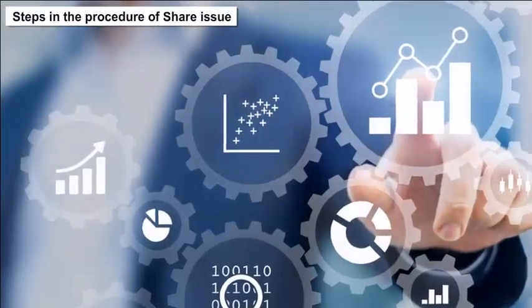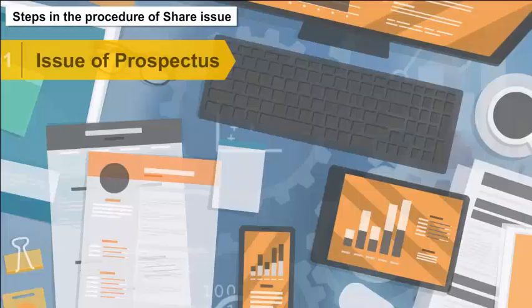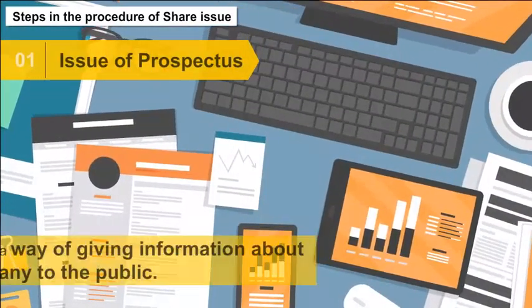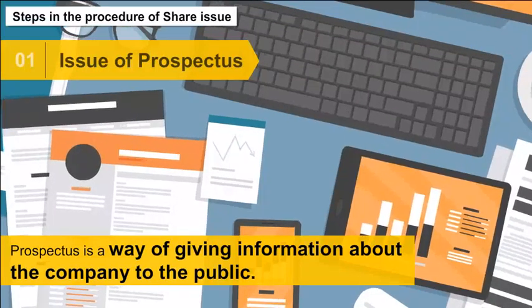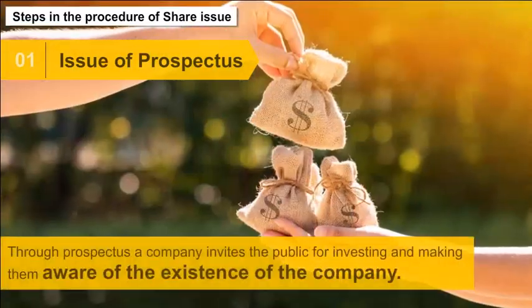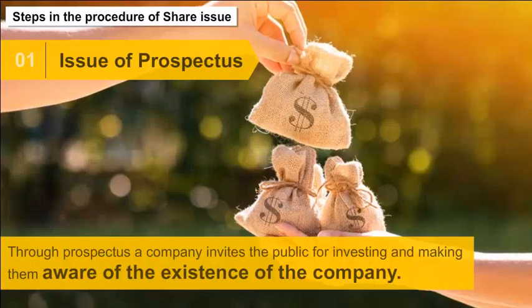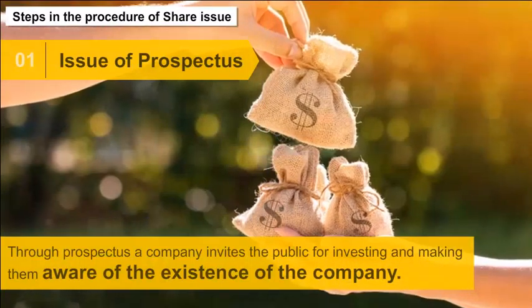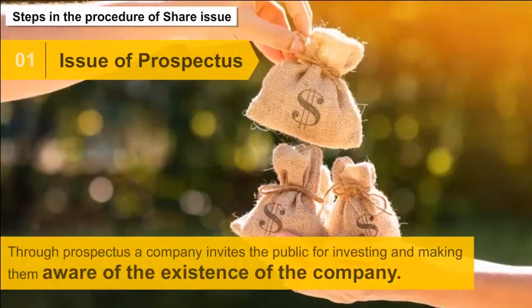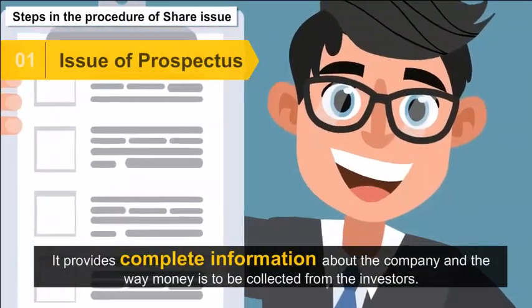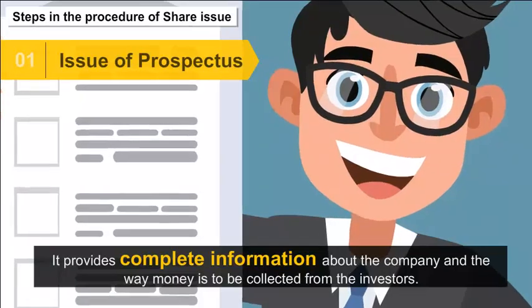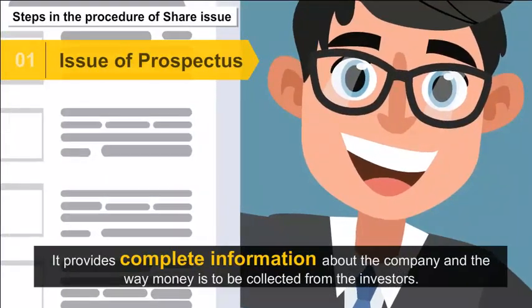Steps in the procedure of share issue. Issue of prospectus. Prospectus is a way of giving information about the company to the public. Through prospectus, a company invites the public for investing and making them aware of the existence of the company. It provides complete information about the company and the way money is to be collected from the investors.